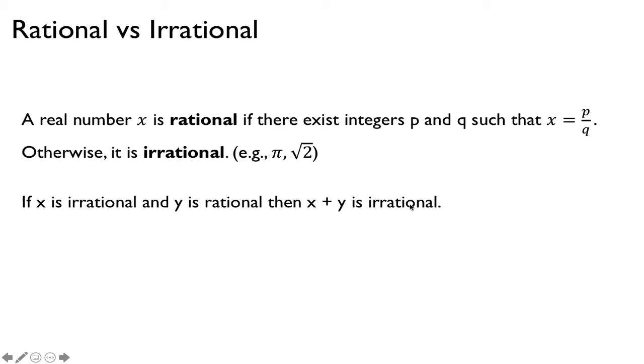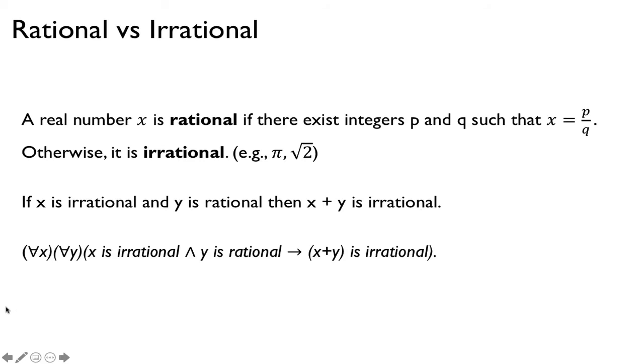Here's the statement: if x is irrational and y is rational, the sum is also irrational. So we can write this in first order logic as: for all x, for all y, x is irrational and y is rational implies that x plus y is irrational. I think this is a question that we're going to prove in one of the homeworks. In fact, we might prove it later in this lecture.